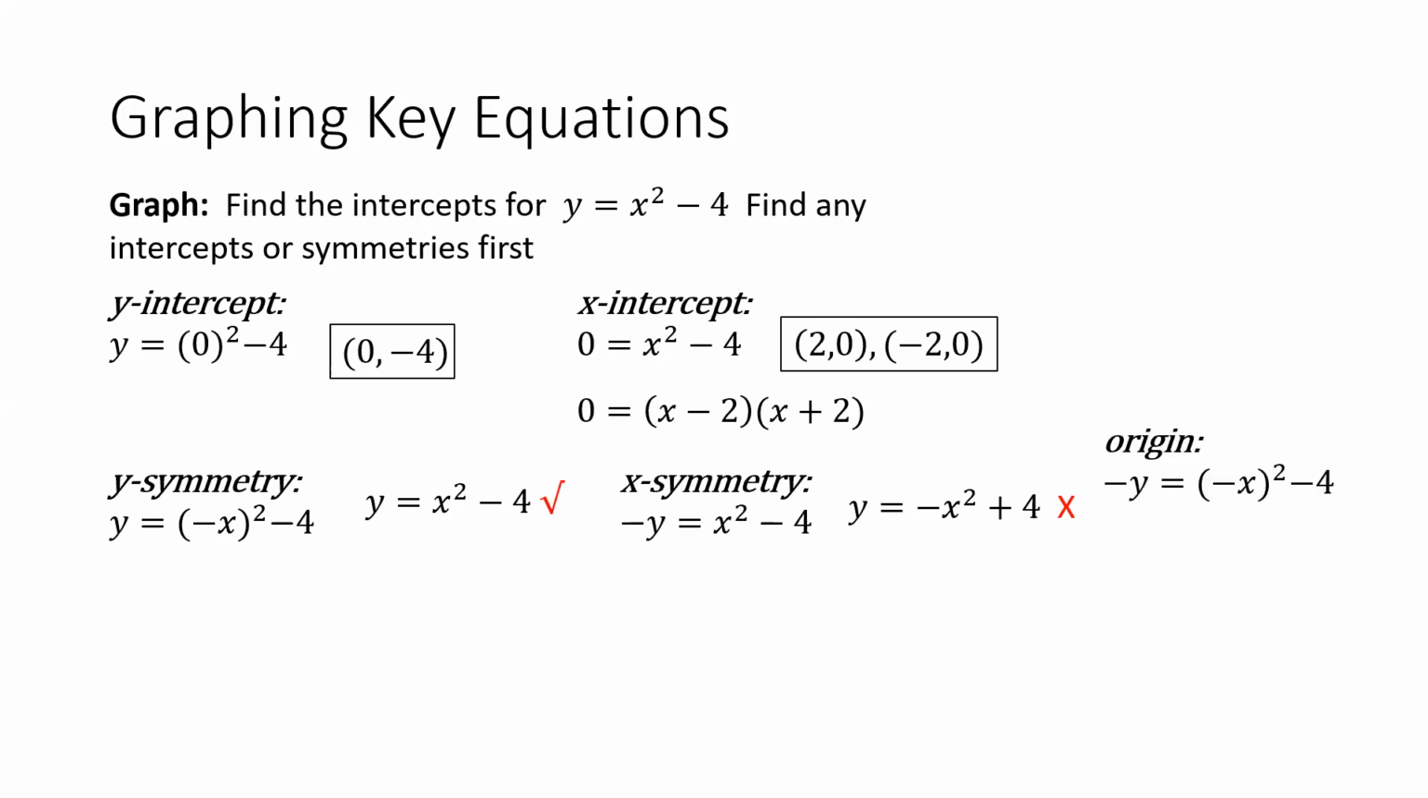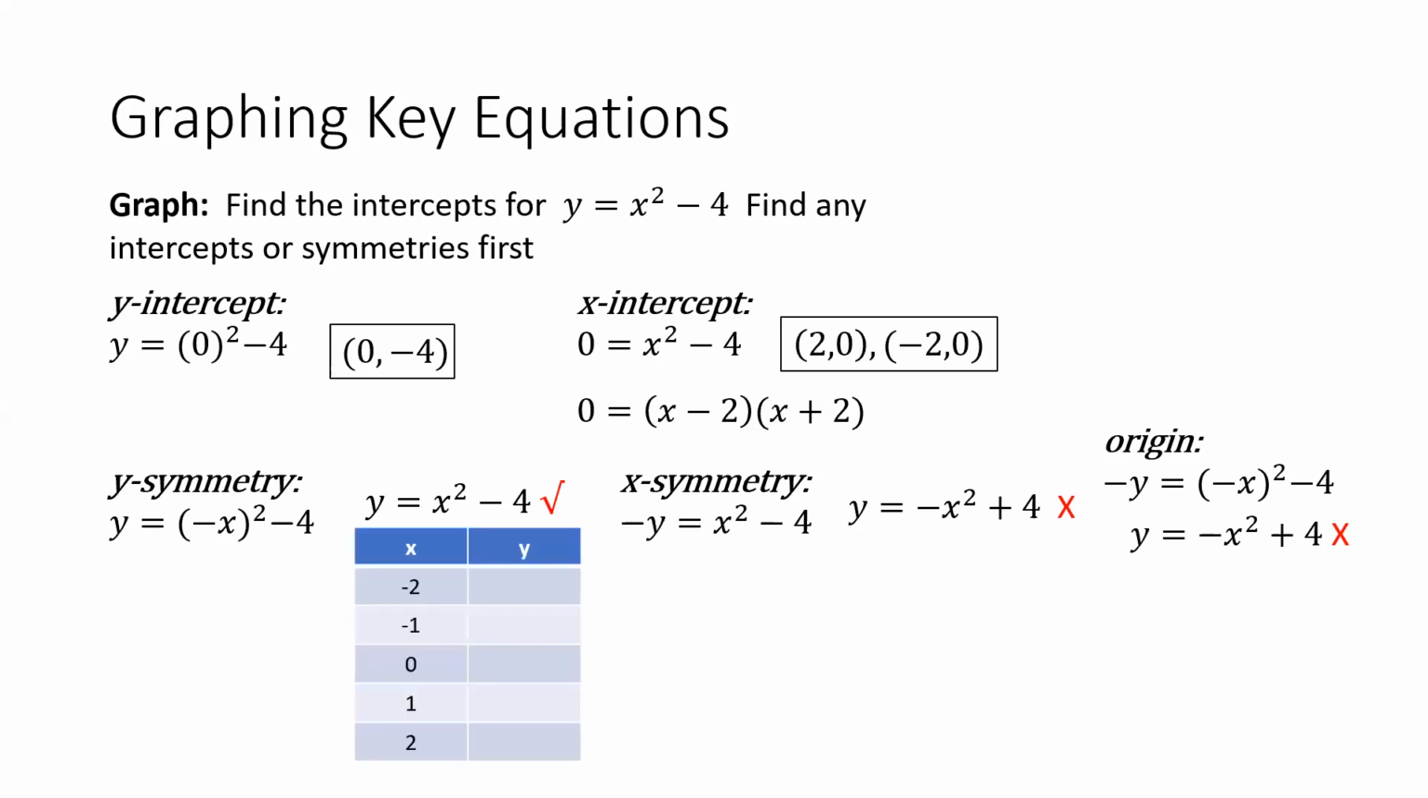Now we're going to do the origin. You can probably gather that it's not going to be symmetric, but let's go through the process. It's always a good idea to go through the process. So now I plug in negative x, I plug in negative y, negative x squared is x squared, and then if I multiply both sides by negative 1, again, I don't have a match to my original equation, so it's not symmetric about the origin. So I have symmetry about the y-axis, and I have my 3 key points.